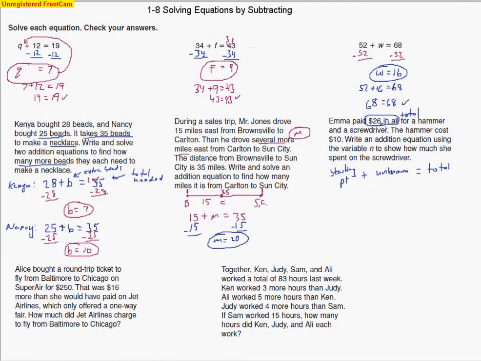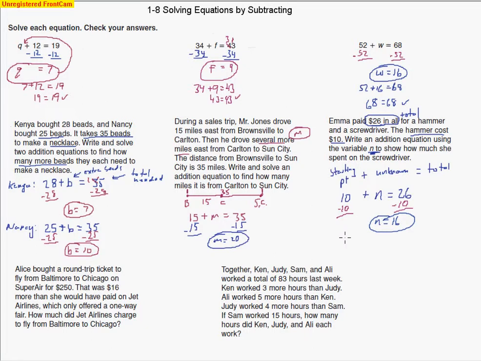It says Emma bought in all $26 a hammer and a screwdriver. The hammer cost $10. Okay, that's our starting point. And we have an unknown. We don't know how much the screwdriver costs. We're going to use a variable n to show that amount. So an unknown, but we know it was $26 in all. If we wanted to solve this, all we'd have to do is subtract the $10, the hammer's amount, from the total amount, and that gives us the screwdriver's amount. $16 for a screwdriver. Must be a nice screwdriver.